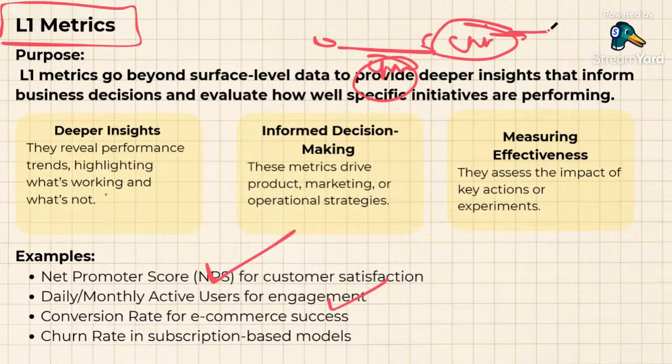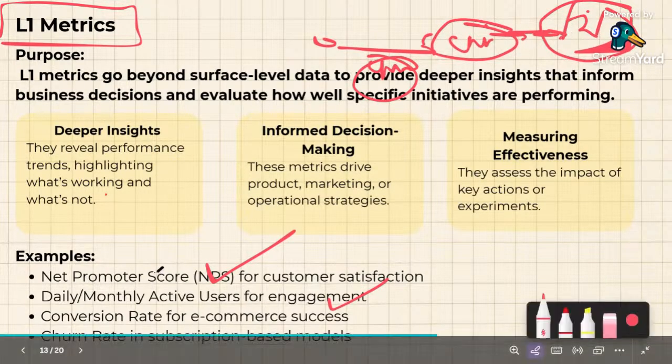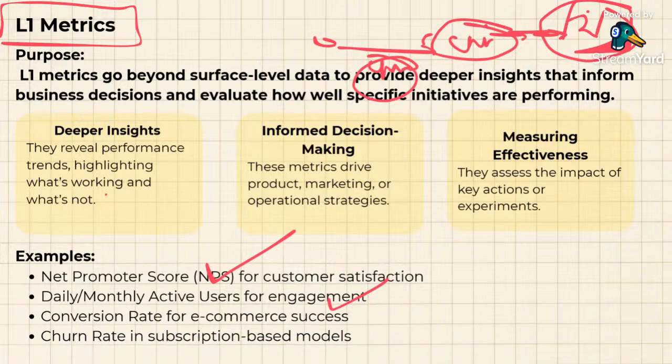Different companies have different churn rates, considering that Netflix has the lowest churn rate, of 2%. It is an L1 metric which helps them improve their product. Similarly, the churn rates of other companies are on a higher end. So an L1 metric is not just surface level data; it can be interpreted by decision makers to make better decisions for the company.